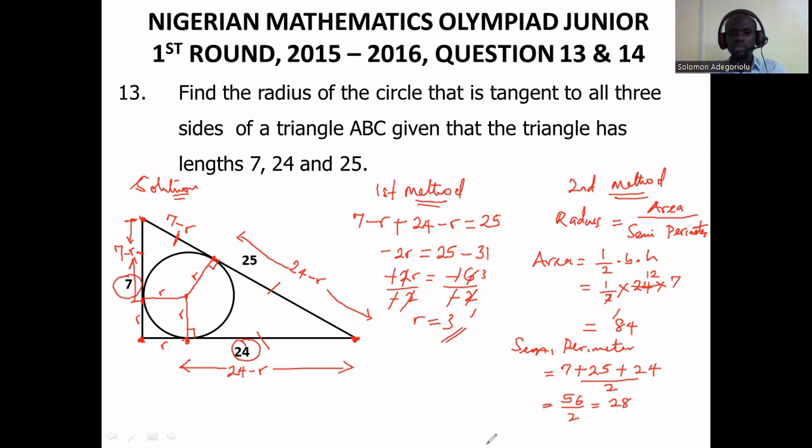All right, on a final note now, to find the radius. The radius is equal to area. What is our area? Area is 84 over semi-perimeter is 28. Give us 3. So this is another method.